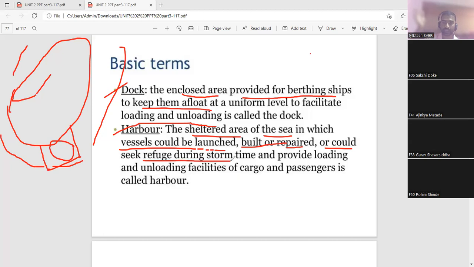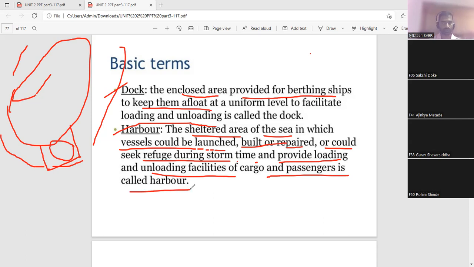When a cyclone comes, the ships will come and stay there. They will take shelter during the storm time. The harbor also provides loading and unloading facilities for cargo and passengers. If there is a very large ship and very small cargo, loading and unloading of that cargo will also take place in the harbor.